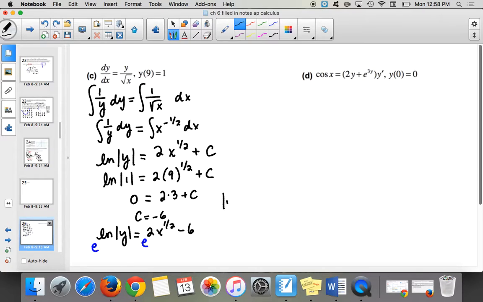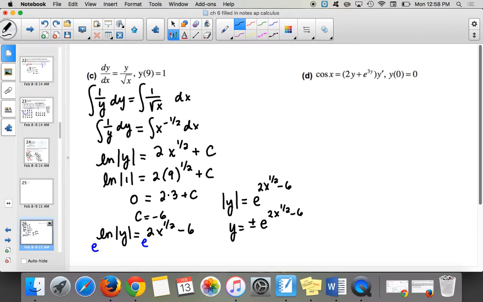Absolute value of y equals e to the 2x raised to the 1/2 minus 6, or 2 square root of x minus 6. You could do that as well. And then, how do we get rid of the absolute value? Grant, what do you think? Plus or minus, good job. You do not just erase the lines.